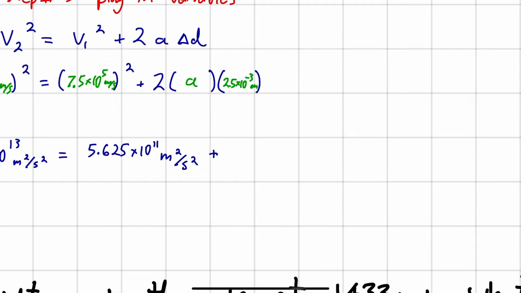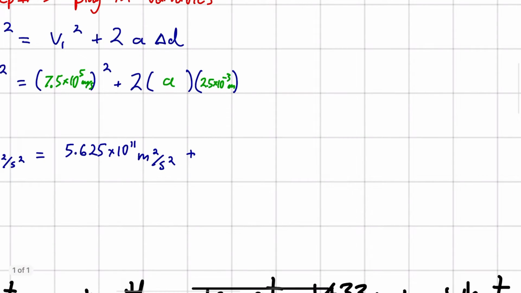here. Now we can multiply the 2 times the 2.5 times 10 to the negative 3. That'll give us 5.0 times 10 to the negative 3. That's multiplied by our unknown variable a. Let me rewrite that clearly. A.